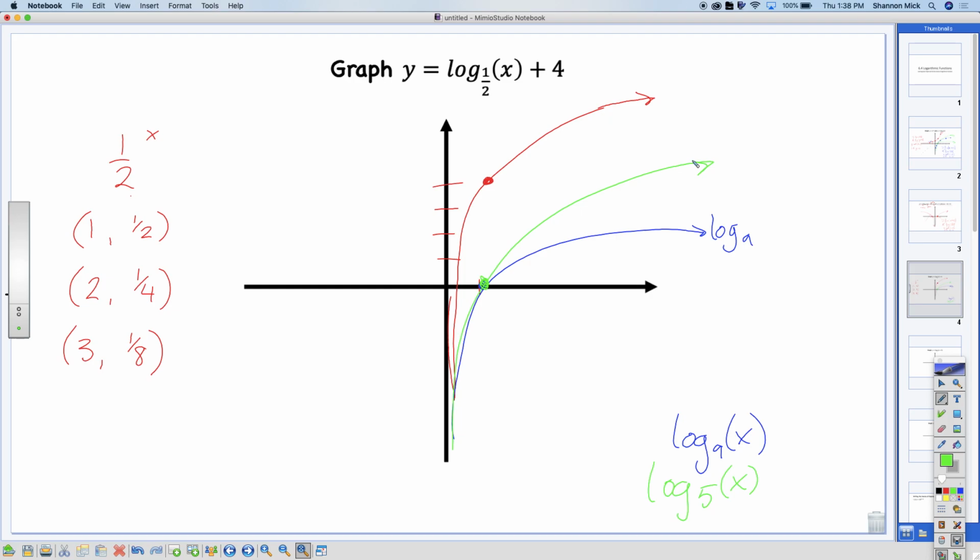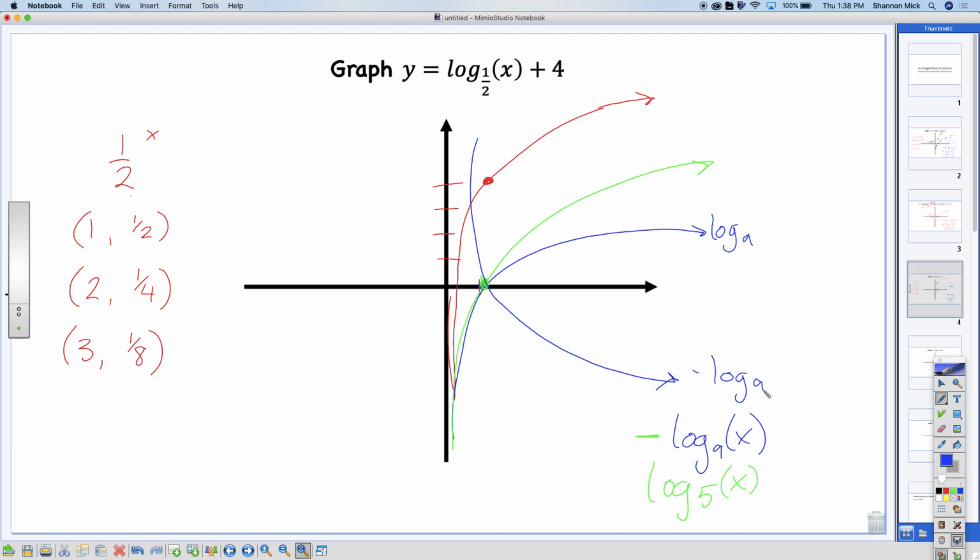So that's basically your graphing, guys. If I threw in a negative, how about a negative in front? What does the negative in front do? It reflects over the x-axis. So it's not going to go up, it's going to go down. It would still go through that point. That would be a negative log base 9, right?